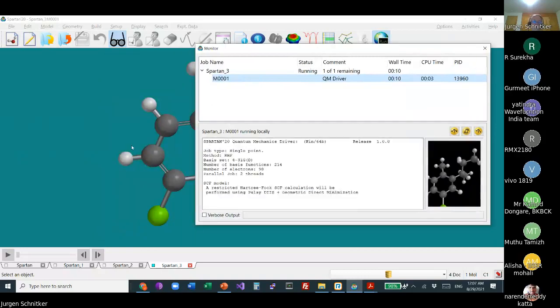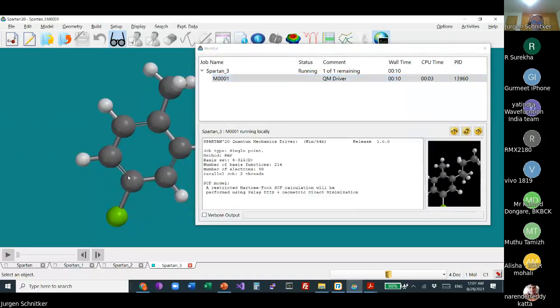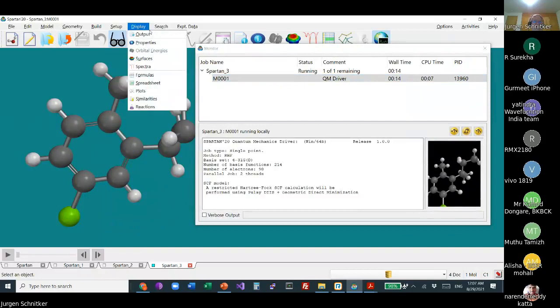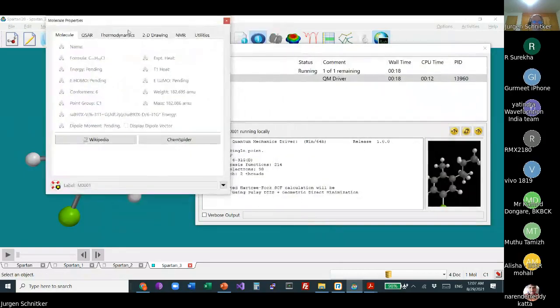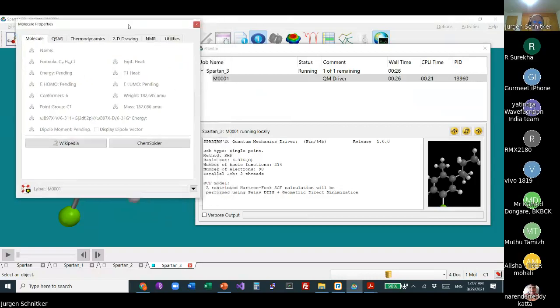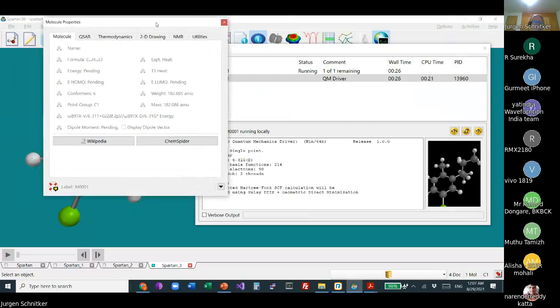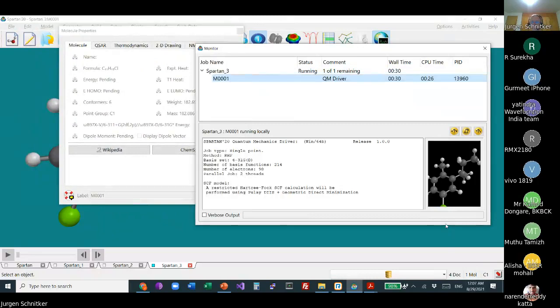Single point. And then we'll look at the properties dialog, which is right now still faded out. There are 98 electrons already in this system. It's the second time today that it doesn't finish as quickly as I was hoping for. 35 seconds, when you're waiting for it, is a long time.